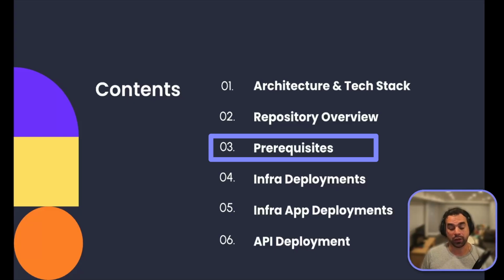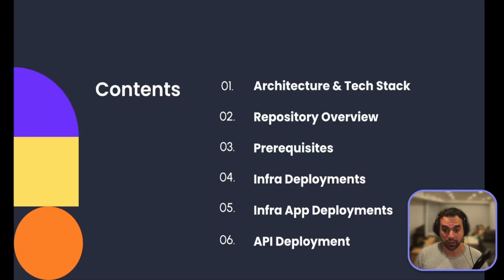In this section, we're going to make sure that our accounts are set up properly across AWS and MongoDB, our CLIs, and there are a few resources that we're going to have to set up outside of this infrastructure as code to make sure things run smoothly.